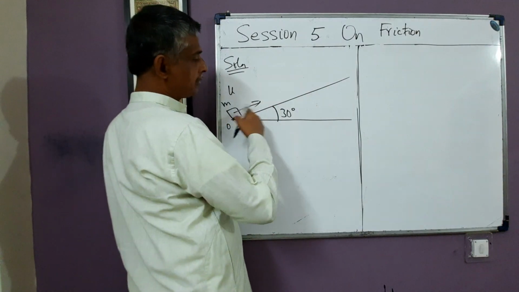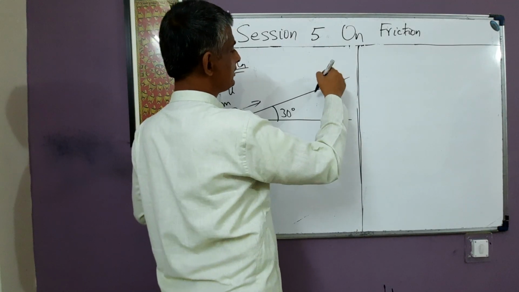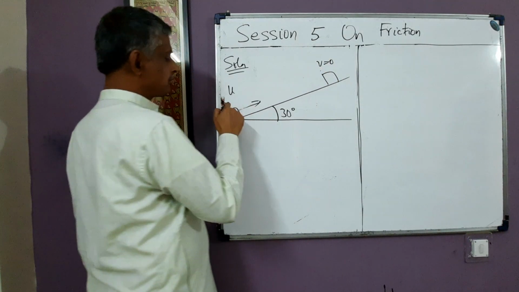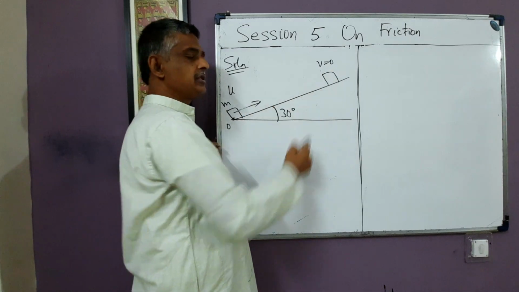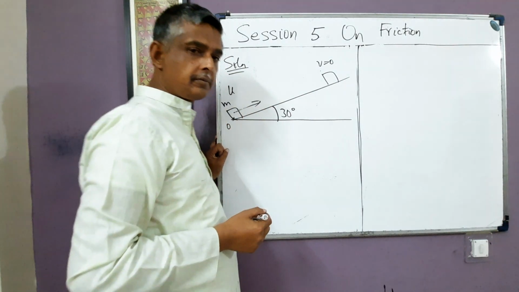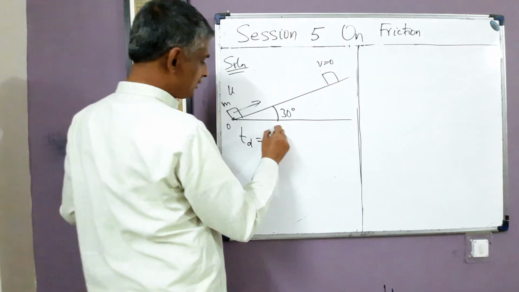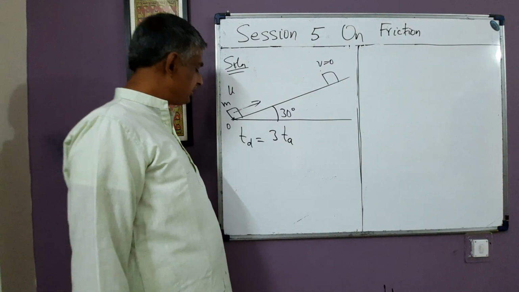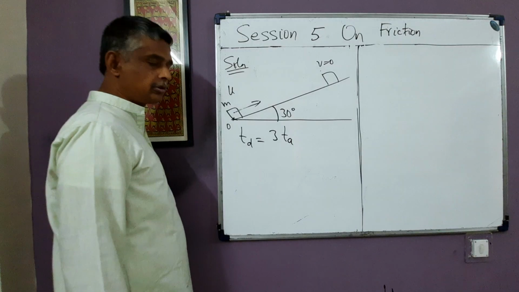As it moves up, due to the weight and friction, it slows down. It momentarily comes to rest at some instant here. At this point its v is 0, and then it returns back to the point of projection. The time taken by the block to go from this point to this point is the time of ascent, and the time taken to come from this point to this point is the time of descent. It is specified in the question that Td, the time of descent, is equal to 3 times the time of ascent Ta.